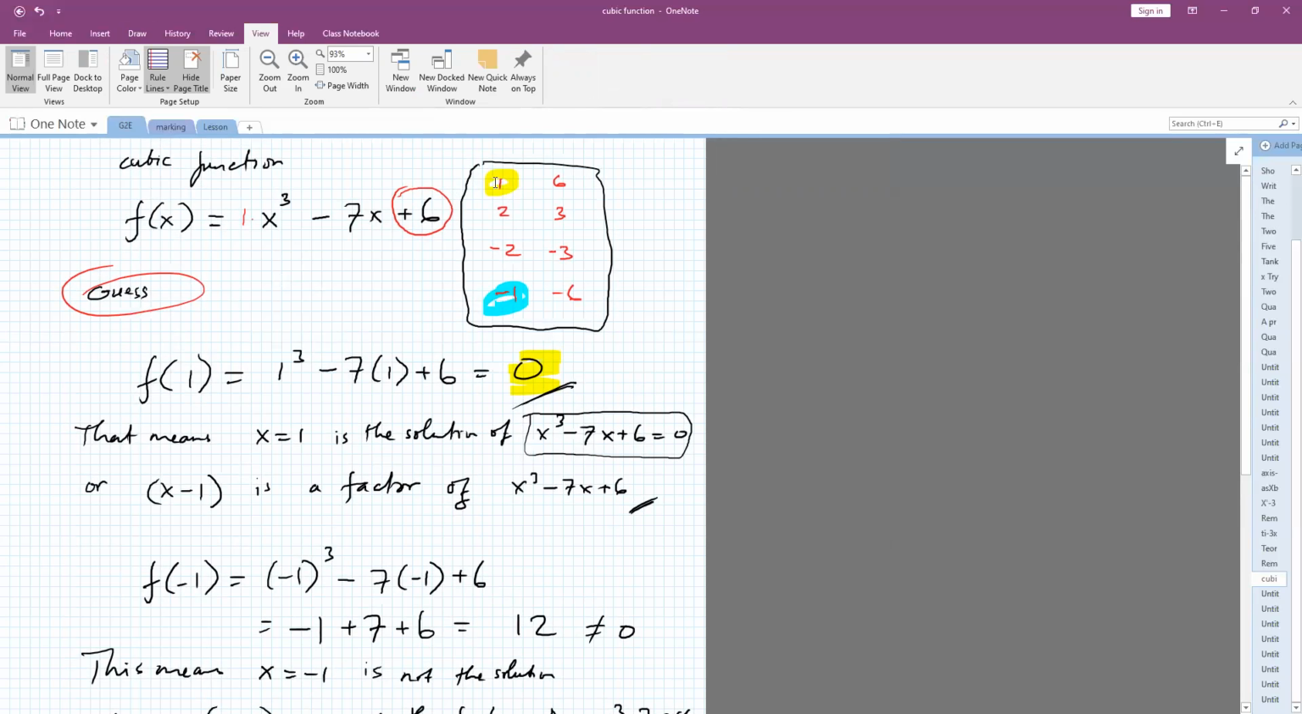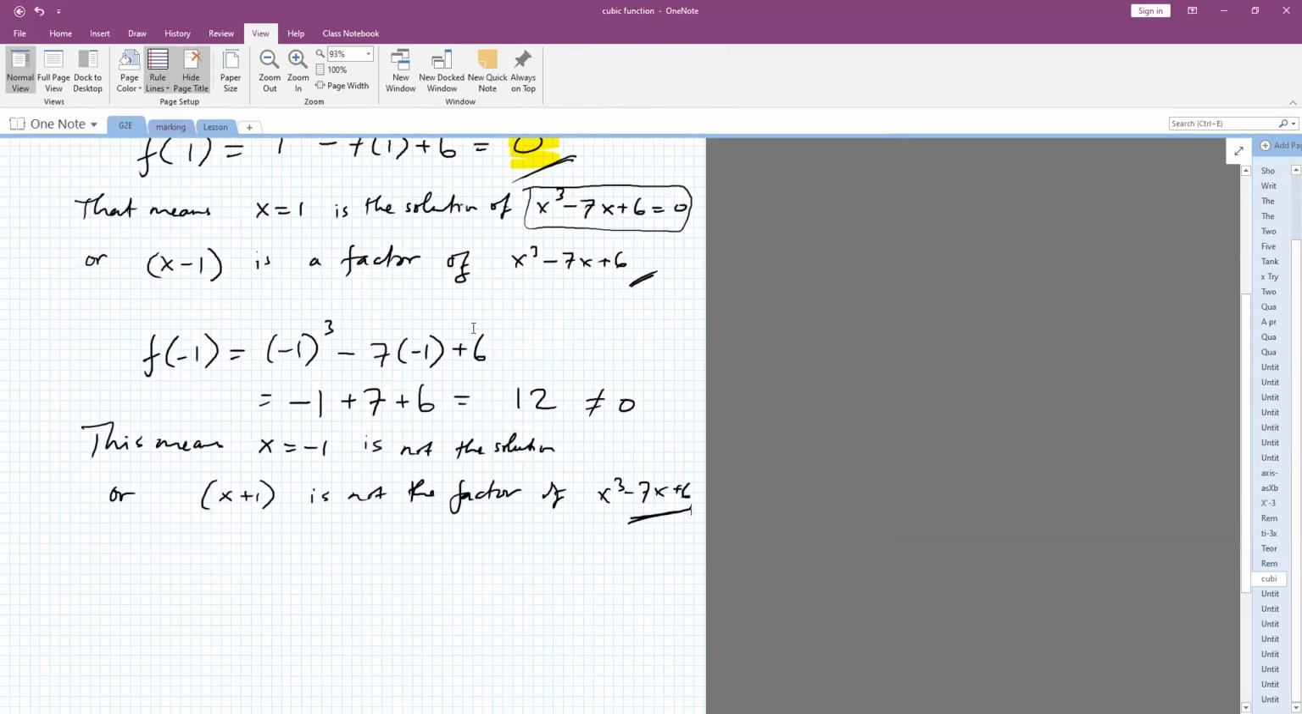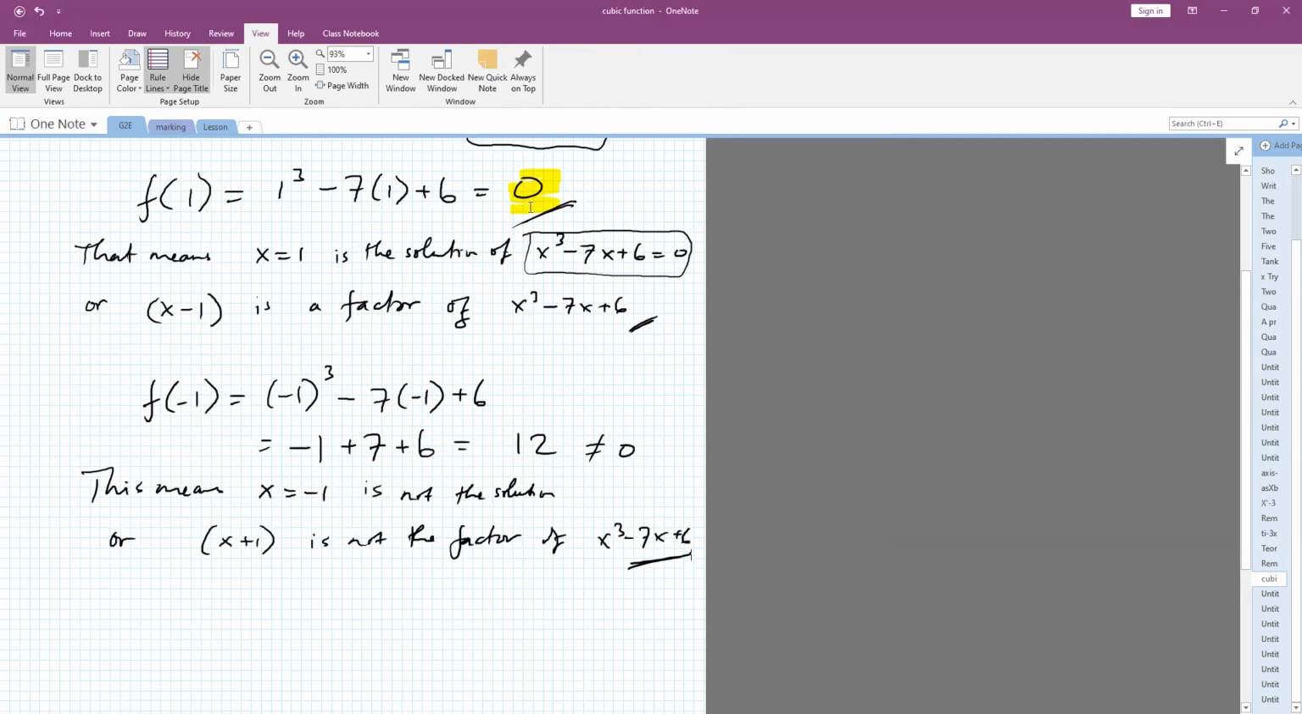You can simply put these possibilities into f(x). And remember how to get these possibilities: you look at this number and find all the combinations of products that give you this number, for example 1, 6, 2, 3, minus 2, minus 3, and so on. Then when you plug in those values, see which one gives you 0, because those numbers give us the solution, or the factor, such as x minus 1.